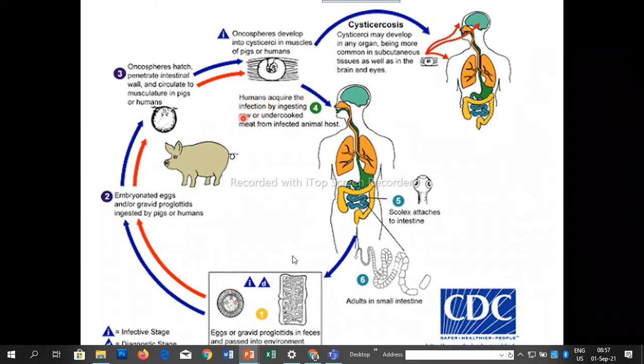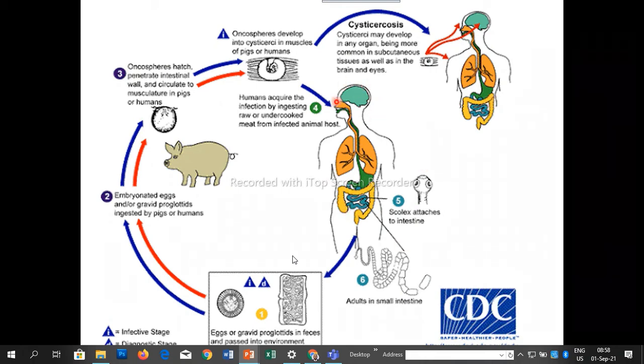Then humans acquire the infection by ingestion of raw or undercooked meat from an infected animal, the pig. This will not result in cysticercosis, okay? Because you have consumed meat containing the cysticercus. But cysticercosis develops in any organ, being more common in subcutaneous tissue as well as in brain, eyes, and even in the visceral organs. And this comes from consumption of the eggs, not consumption of undercooked meat. So these two life cycles are possible and are different.